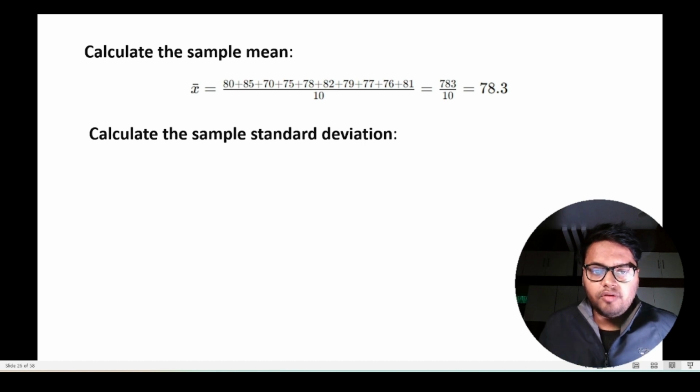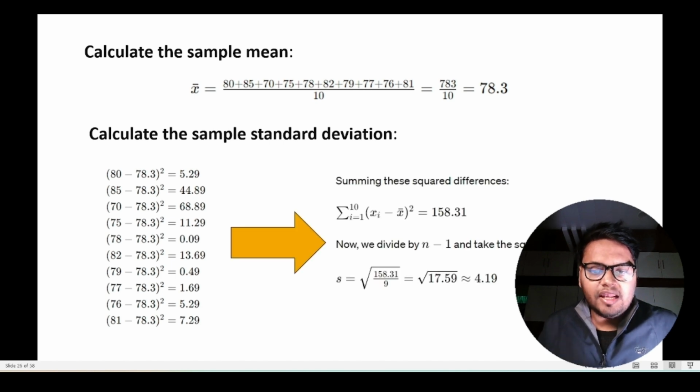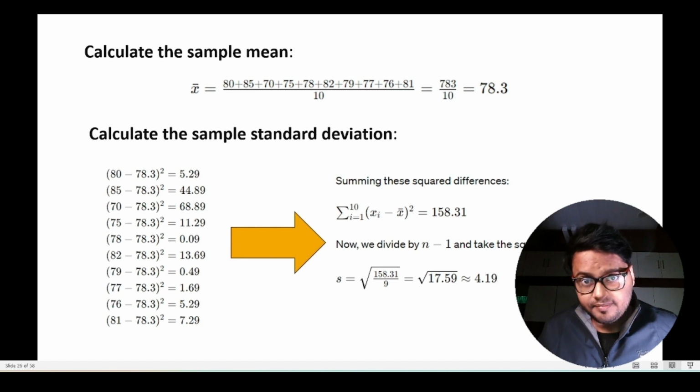After that, we will calculate our standard deviation. We will take each sample and subtract it from the mean. You can see, we are taking each sample and subtracting it from the mean. After that, we square it, so we get a list of values. Then we sum all these values and divide by n minus 1. So our sample standard deviation will be 4.19.